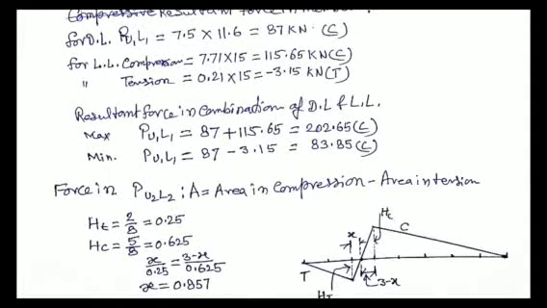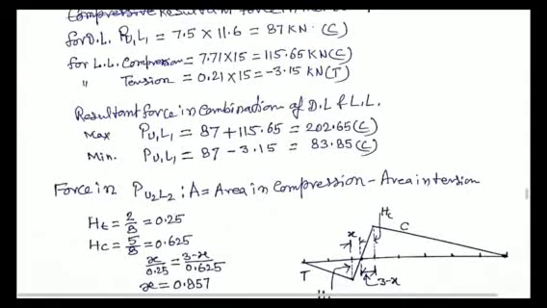So now the resultant force in the member, in combination of dead load and live load, the resultant force in member P U1 L1 will be maximum 87 plus 115.65, which is equal to 202.65 kilonewton of compressive nature, and minimum, now deducting the tensile nature load.